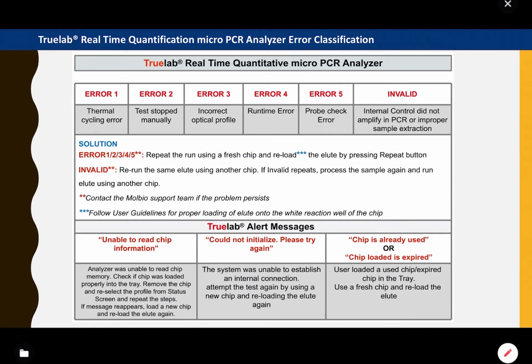So now let's see what is error 1. Error 1 is thermal cycling error. Error 2 is test stopped manually. Then we have error 3, incorrect optical profile. Error 4, runtime error. Error 5 is probe check error.